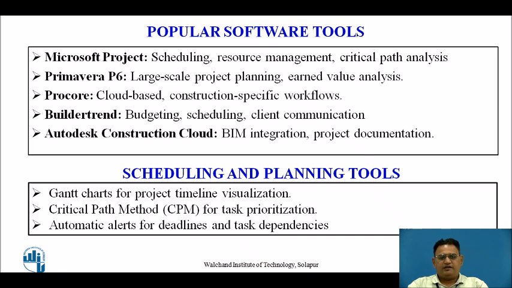Scheduling and the planning tools. Manually, earlier the Gantt chart and the bar charts were used for the project timeline visualization. Along with that, the network techniques like CPM, that is the critical path method, for identifying the critical path as well as project duration, which were helpful to know the interdependency between the activities and to know the deadline.